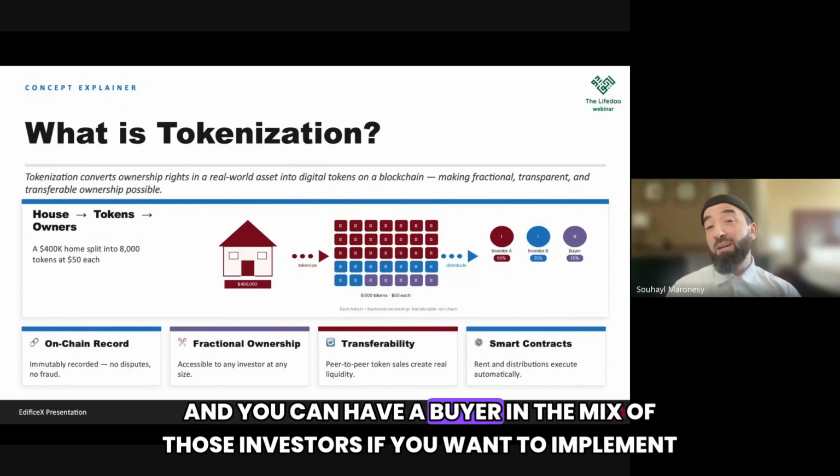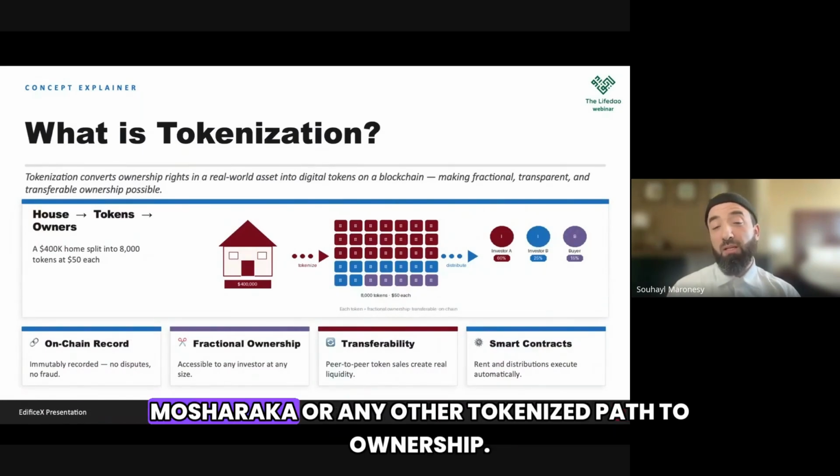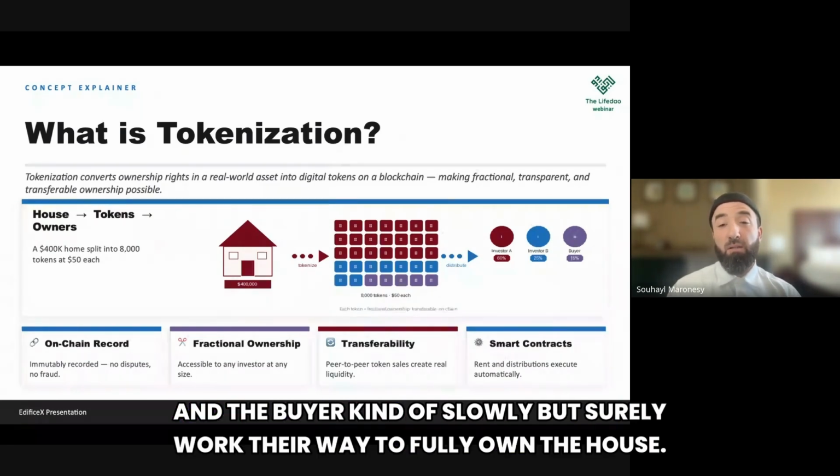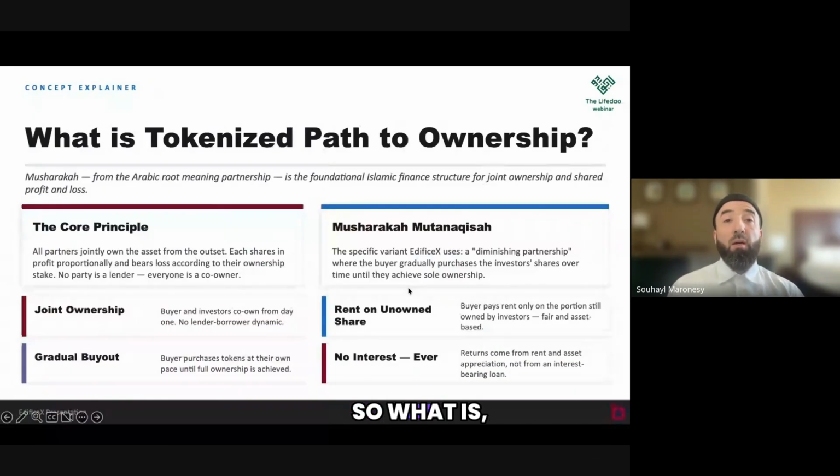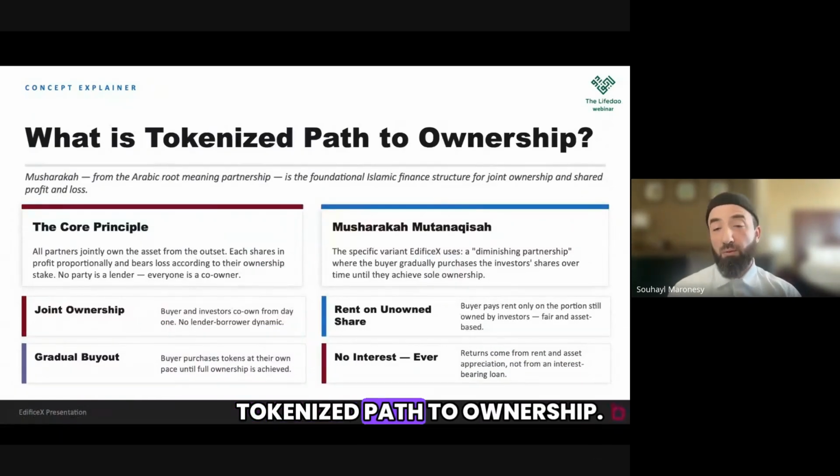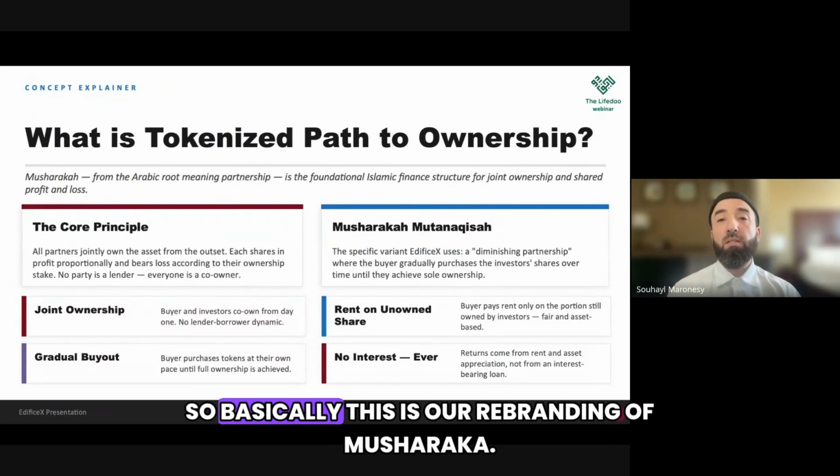You can have a buyer in the mix of those investors if you want to implement Musharaka or any other tokenized path to ownership. And the buyer can slowly but surely work their way to fully own the house. So what is tokenized path to ownership? Basically, this is our rebranding of Musharaka.